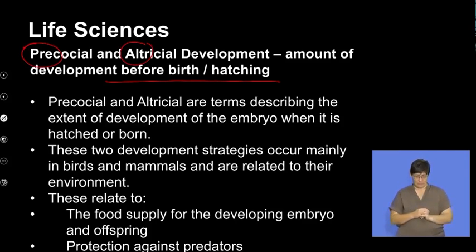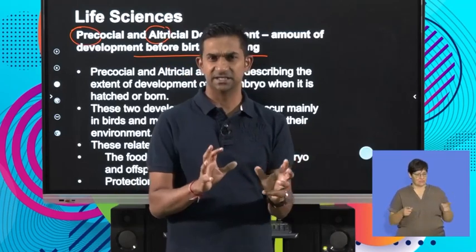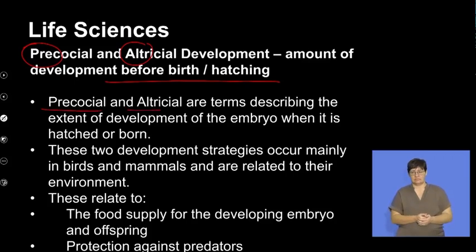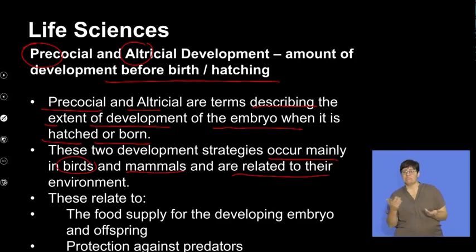And that's significant in trying to understand the survival of a species. These strategies offer different successes in terms of species or animals surviving. So precocial and altricial are terms that describe the extent of development of the embryo when it is hatched or born. These two development strategies occur mainly in birds and mammals and are related to the environment. Depending on the environment in which they survive, the degree of development either before birth or after birth is significant in terms of their survival in their environment.